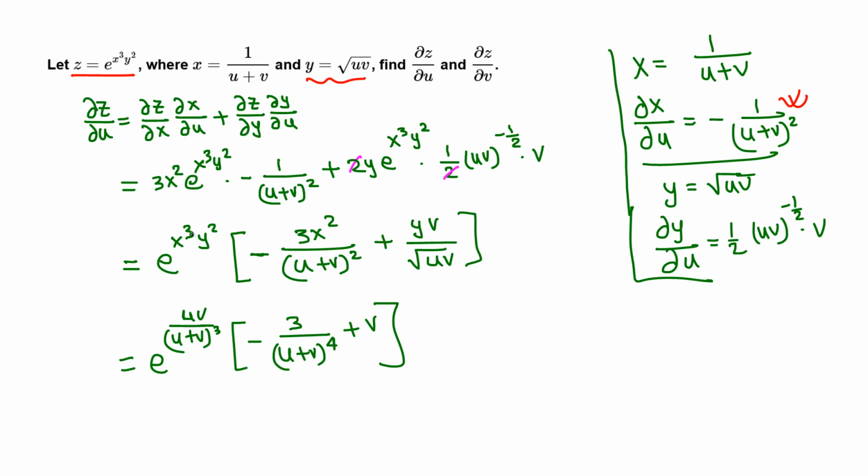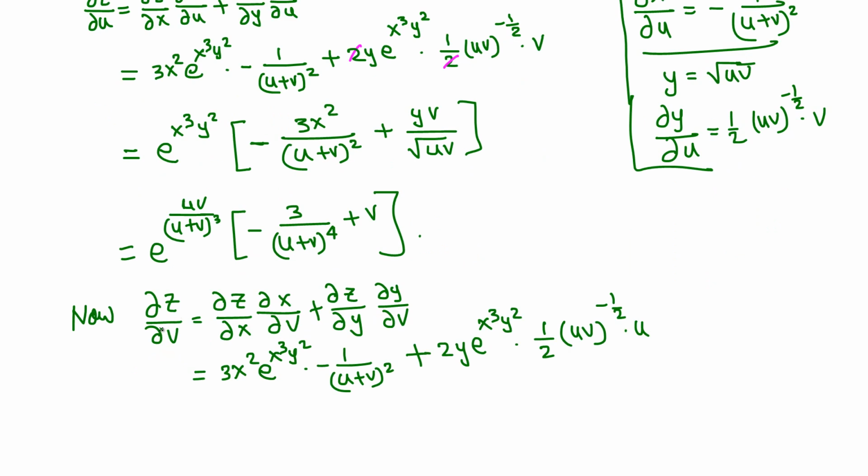So x cubed means 1 over u plus v cubed, and y squared is just uv, so uv on the top. So we have this outside, minus 3. X squared is 1 over u plus v squared. That goes on the bottom, and we already have u plus v squared on the bottom, so 4 copies, plus y over root uv cancels, just v. That's the final. So similarly, we find the partial of g with respect to v.